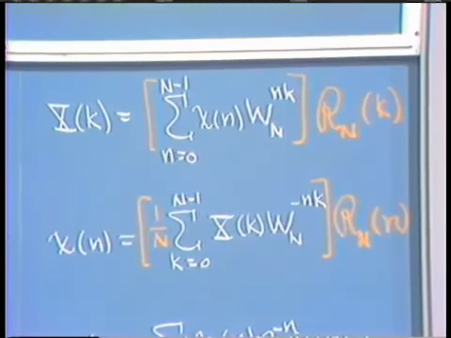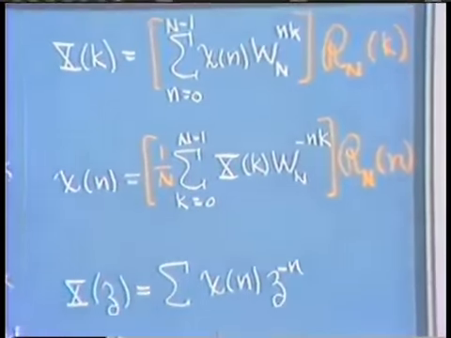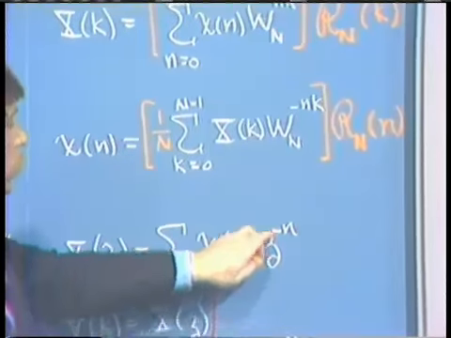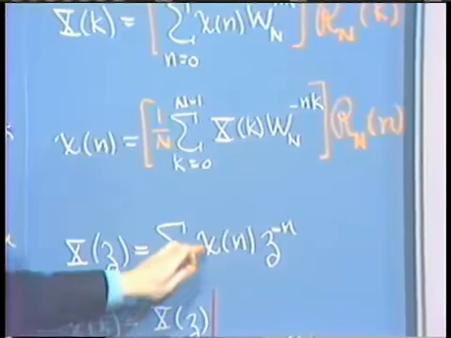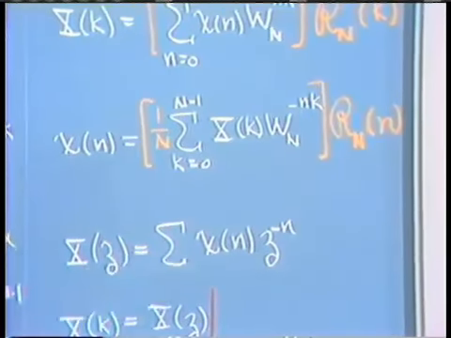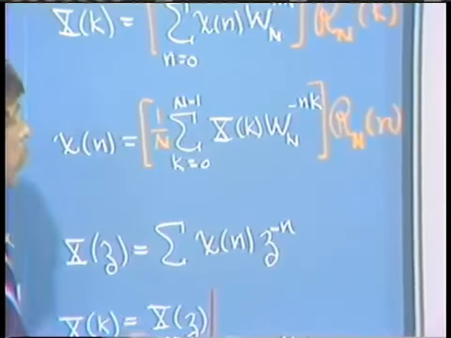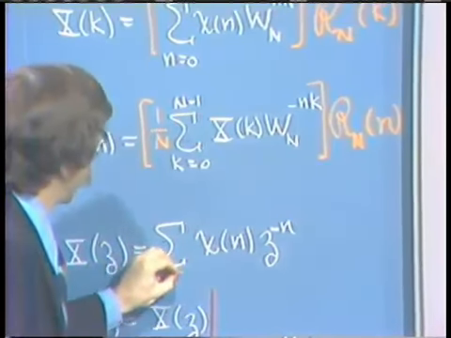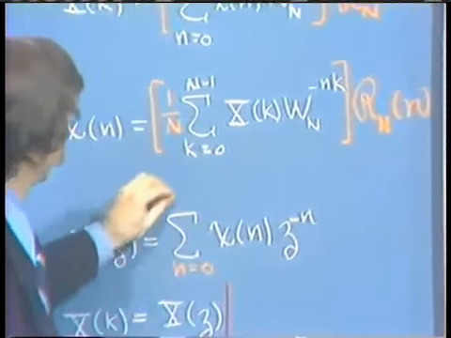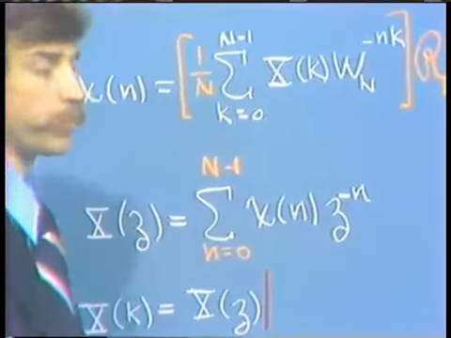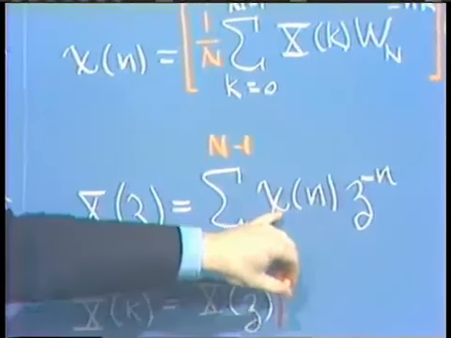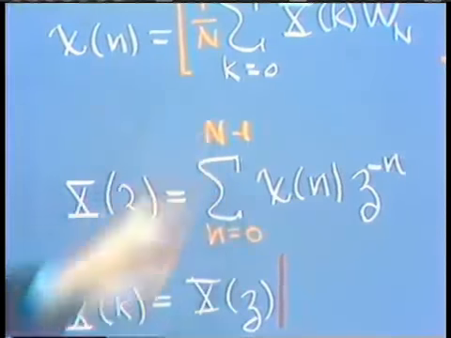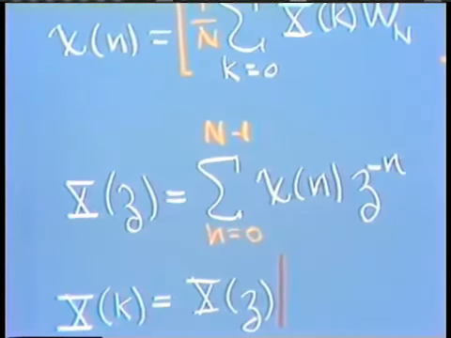On the other hand, the Z transform of the finite length sequence is the sum of x of n times z to the minus n. In general, of course, the sum runs from minus infinity to plus infinity, but because this is a finite length sequence, this is a sum from n equals 0 to capital N minus 1, because of the fact that the sequence x of n is 0 outside the range n equals 0 to capital N minus 1.